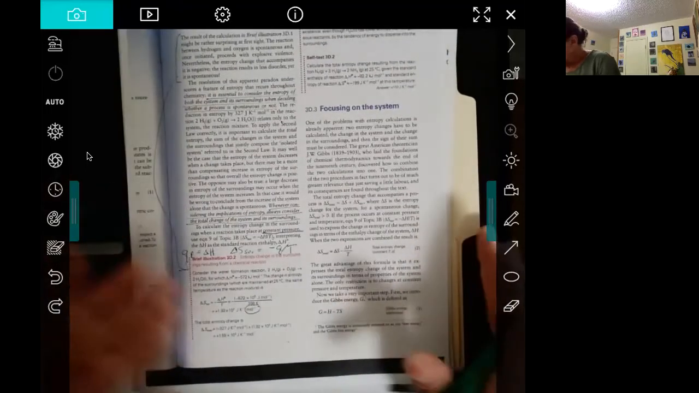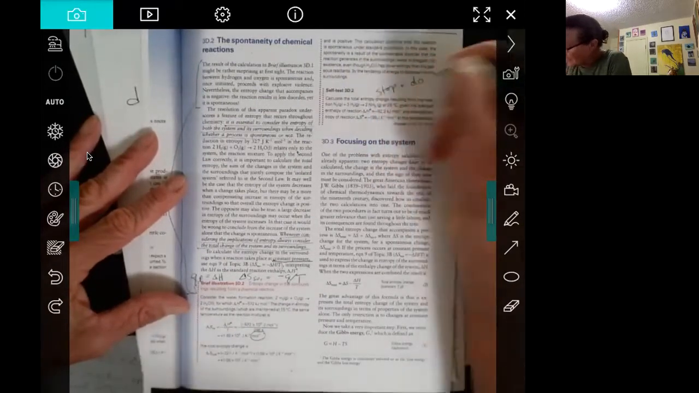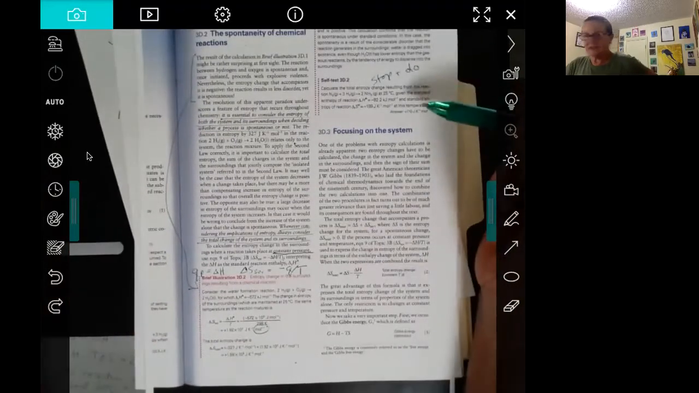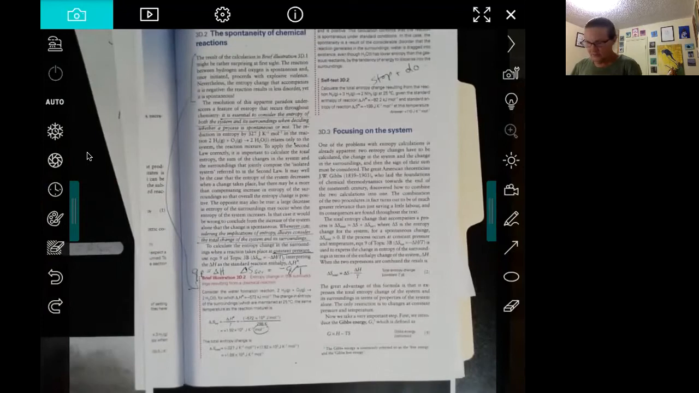Let's see if I did that one. No, I didn't. So you stop and do this, which is very, very similar to this one. You're just calculating the entropy change of the system and the surroundings separately and determining the total entropy change of the universe. Not so convenient, really.